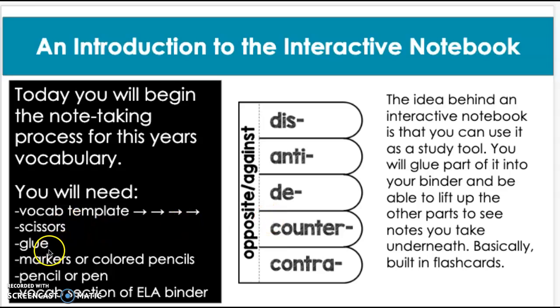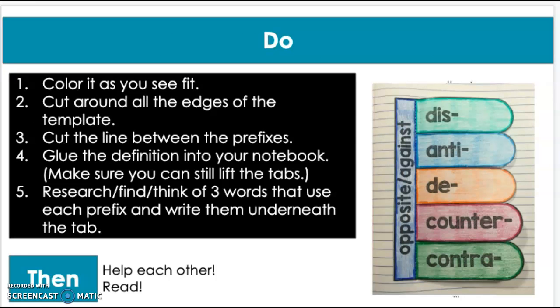You will need scissors, glue, markers, or colored pencils, and there should be bins scattered throughout the room with those supplies already in it. Please share. Please put materials away when you're done with them. Take care of them. Put caps back on. All that sort of thing. You'll also need a pencil or a pen. And then you'll need to turn to the vocab section of your ELA binder. Okay. So the next slide here tells you what you're going to need to do.